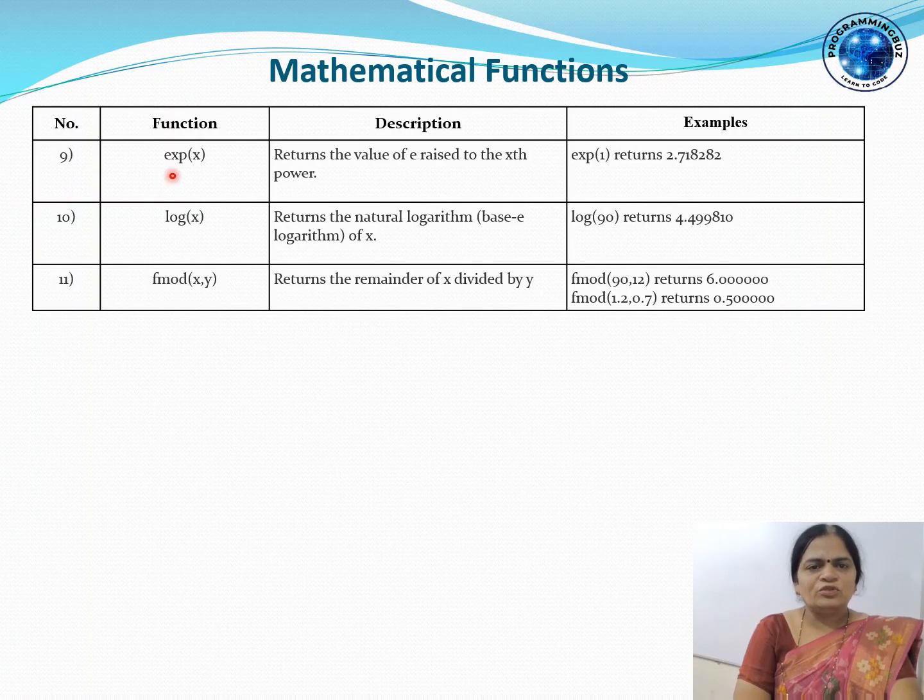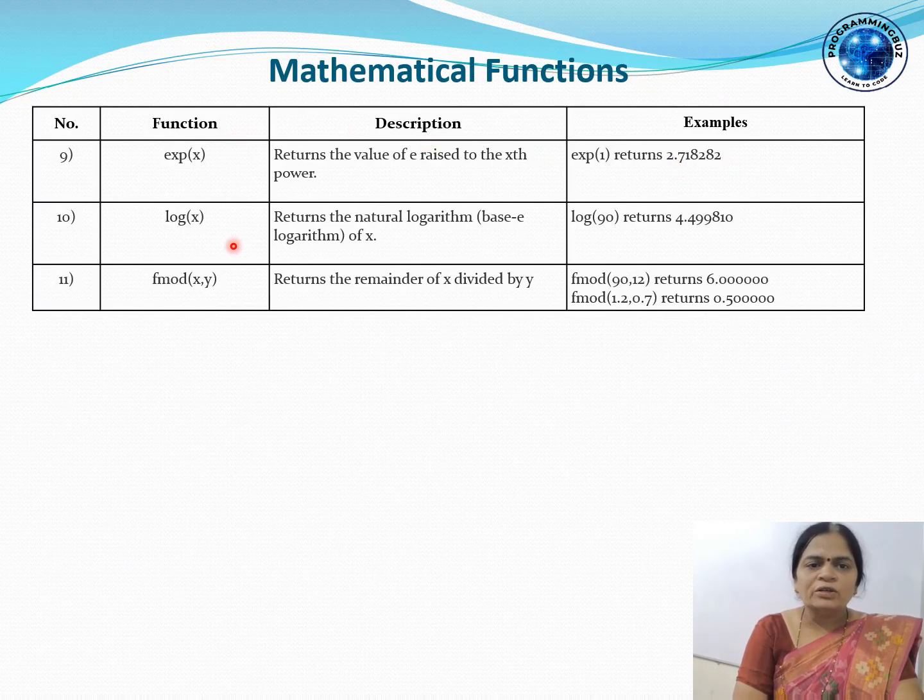Let us consider the next function, which is the exp function. This function returns the value of e raised to the xth power. That means if you write exp of 1, it will return the value of e raised to the power 1. If you write exp of 2, it will return the value e raised to the power 2. For example, exp of 1 is equal to e raised to the power 1, and it returns the value of e, that is 2.718282. So this is the exp function which is used to calculate e raised to the power.